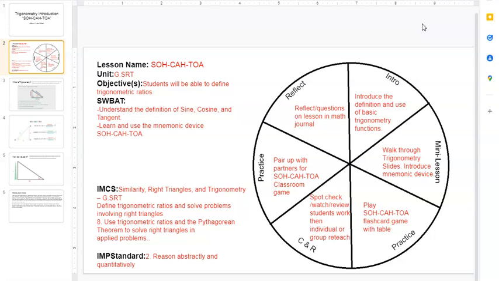The first thing I would do for teaching this lesson is I would have this lesson plan up on my whiteboard, and the first thing we do is go through the introduction. So I'm going to introduce the definition and use of basic trigonometry functions and just give an overview of what we're going to be doing today. So this lesson is called SOHCAHTOA.